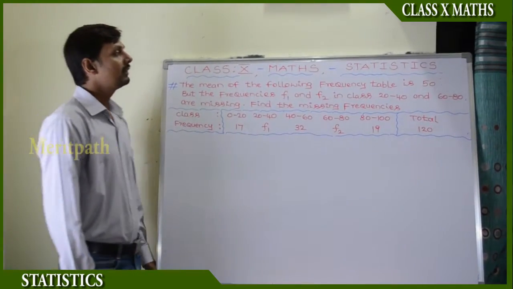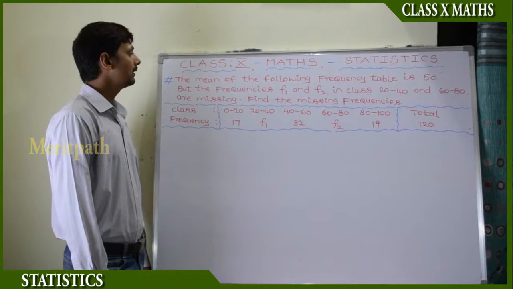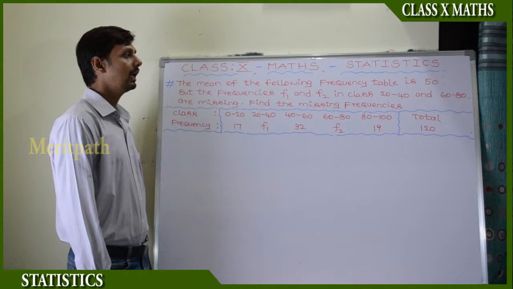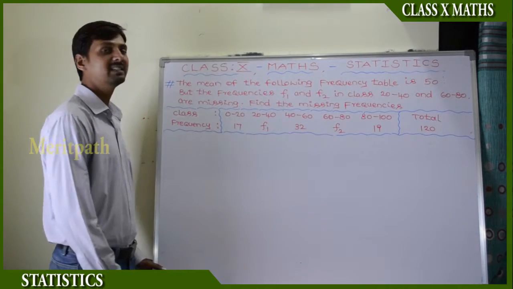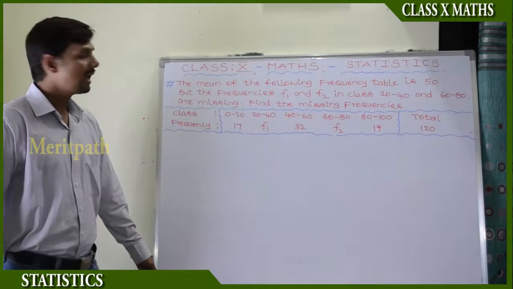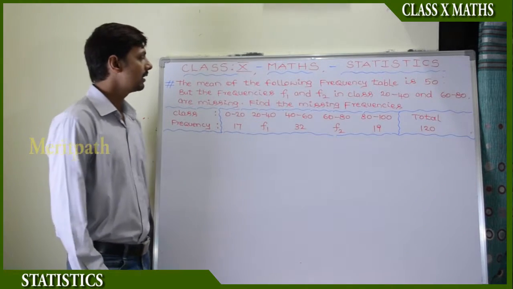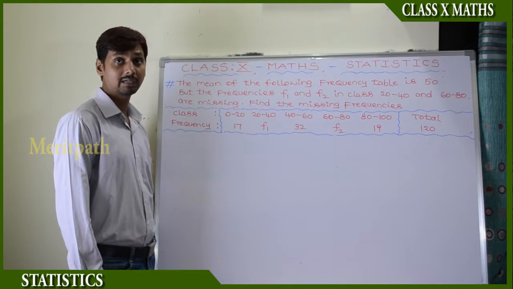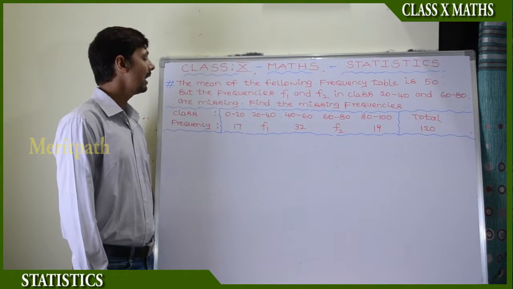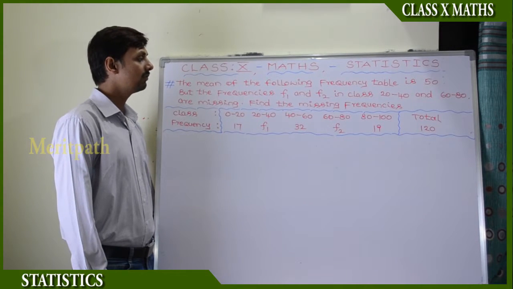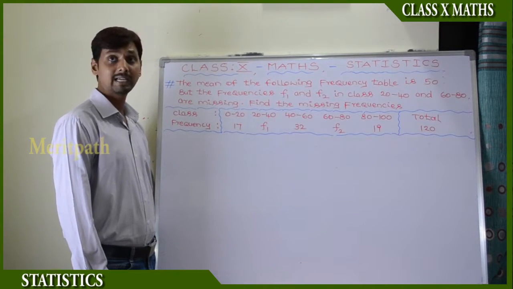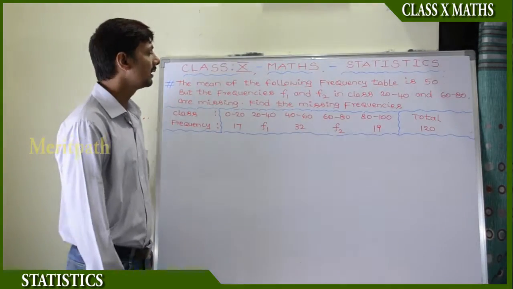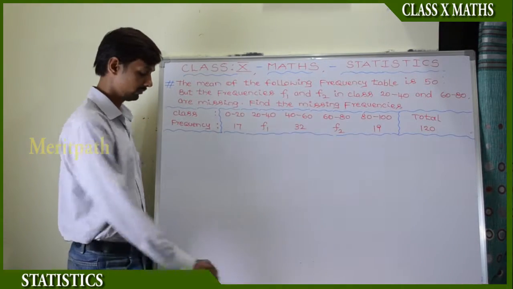The mean of the following frequency table is 15, but the frequencies f1 and f2 in the classes 20 to 40 and 60 to 80 are missing. Find the missing frequencies. Here the classes and frequencies are given. The class intervals are 0 to 20, 20 to 40, 40 to 60, 60 to 80 and 80 to 100. The frequencies are 17, f1, 32, f2 and 19, and the sum of the frequencies is 120. Here we need to find the missing frequencies f1 and f2.